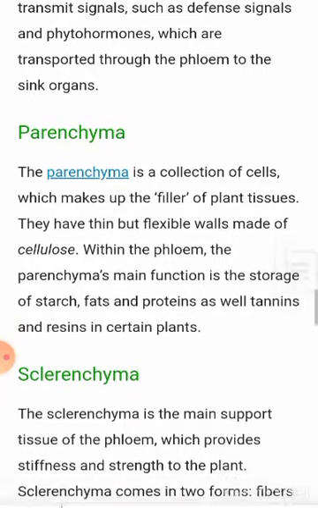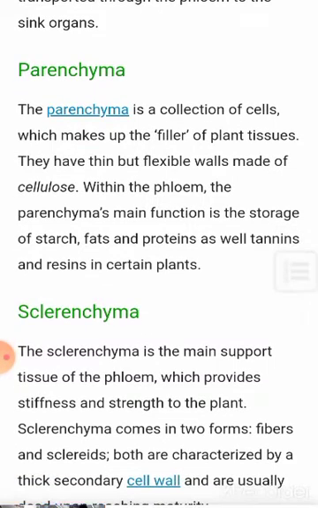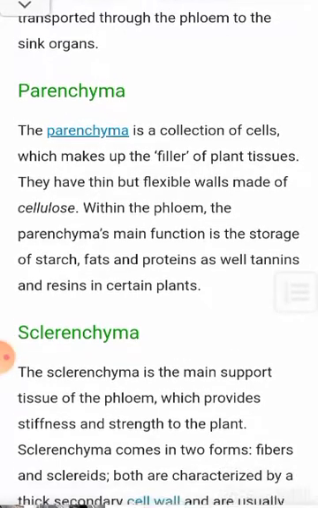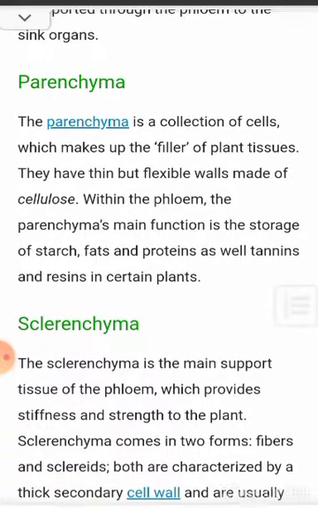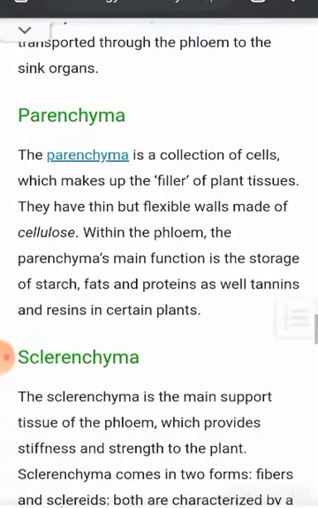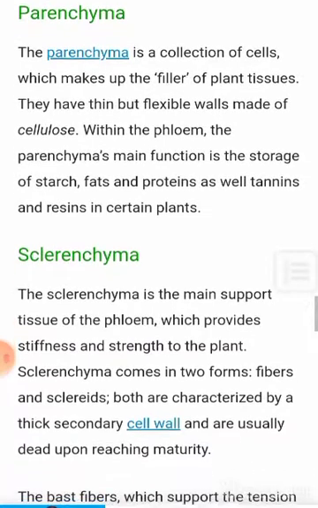You see the parenchyma is a collection of cells which makes up the pillar of plant tissues. They have thin but flexible walls made up of cellulose. Within the phloem, the parenchyma's main function is the storage of starch, fats and proteins, as well as tannins and resins in certain plants.